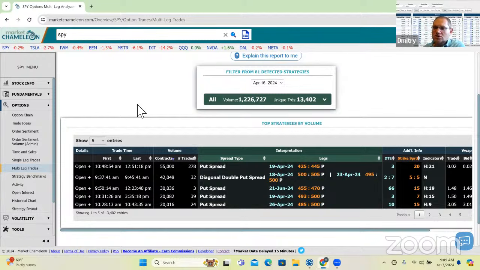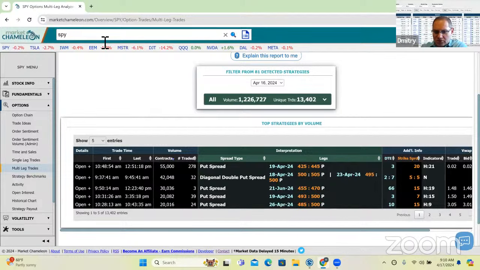So the multi-leg trades are trades that involve more than one leg, right? It could have two options that have to be executed simultaneously, like a put spread. It could be three options. It could be ratios. It could be an option and the stock. So the software organizes that, runs an analysis, and makes its interpretation of what happened here.